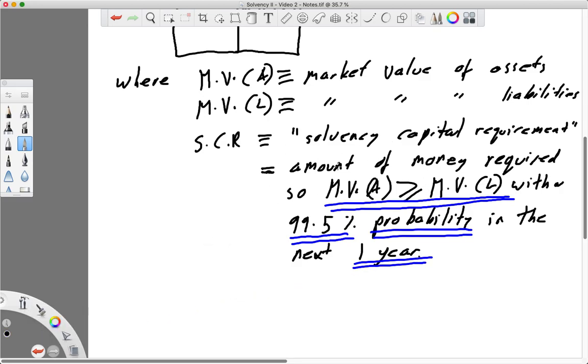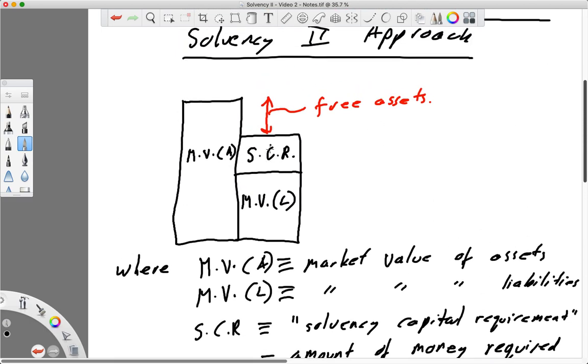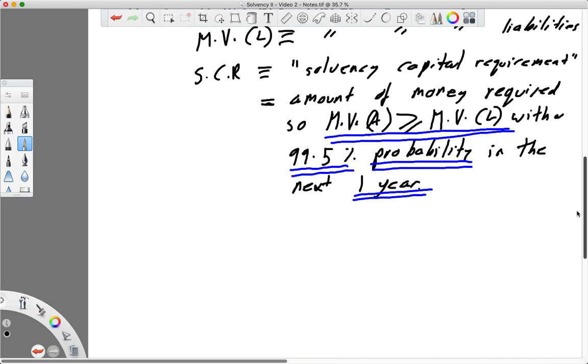And this is where all of the risk is contained in some sense. So if we take on more risk, then it means that we're going to have to hold more money so that the 99.5% probability thing remains true. So basically, if we take more risk, this SCR thing gets bigger. If we take less risk, then this SCR gets smaller.